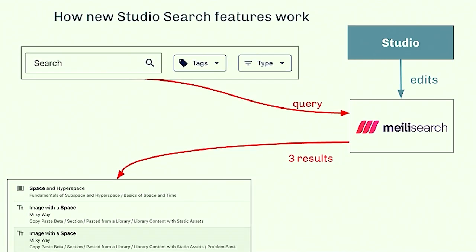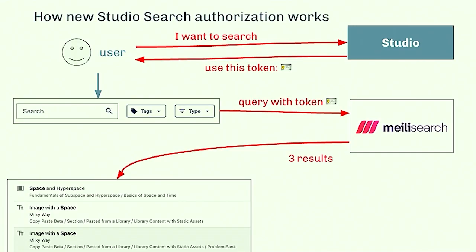But the new Studio search features use this direct approach. So in Studio, we don't check permissions in the same way, and we use Meilisearch directly. You have to expose Meilisearch to the public internet, and the user's browser directly talks to the Meilisearch API.